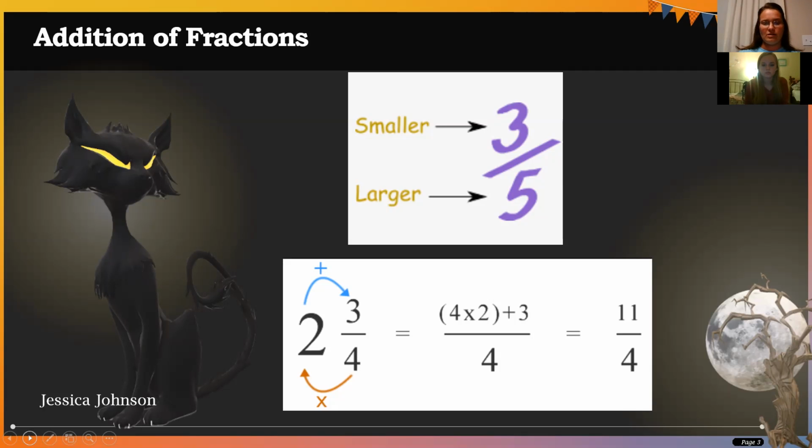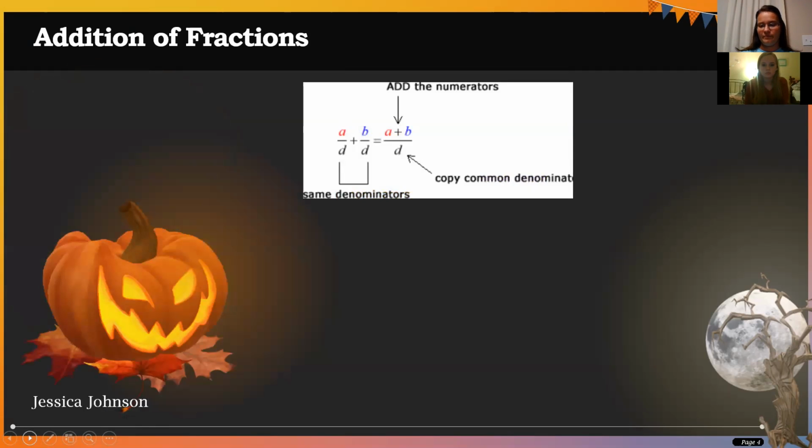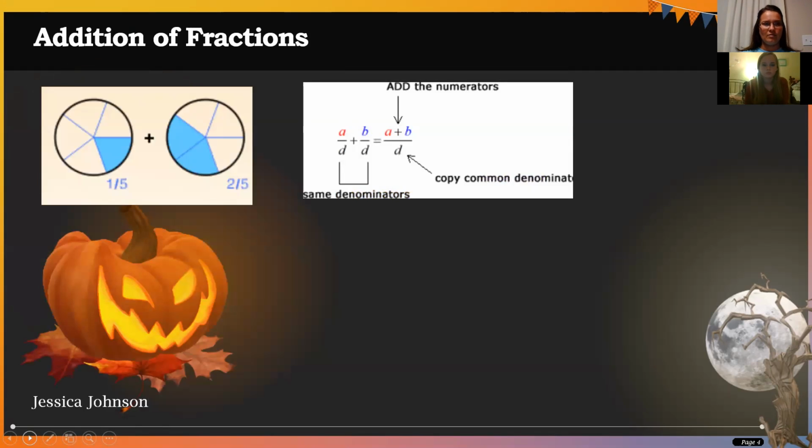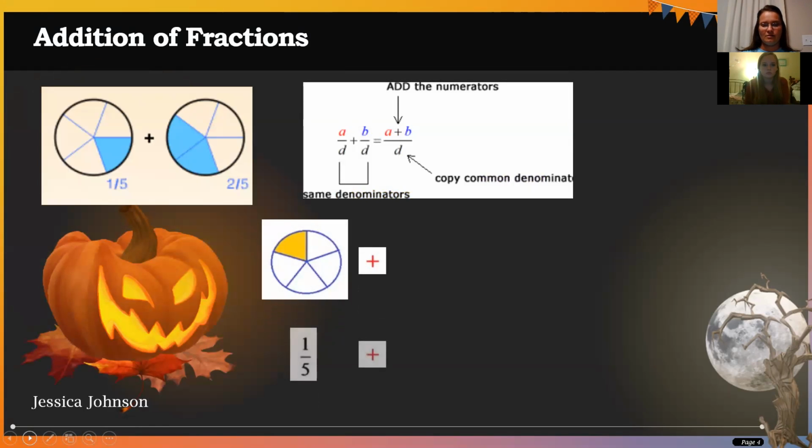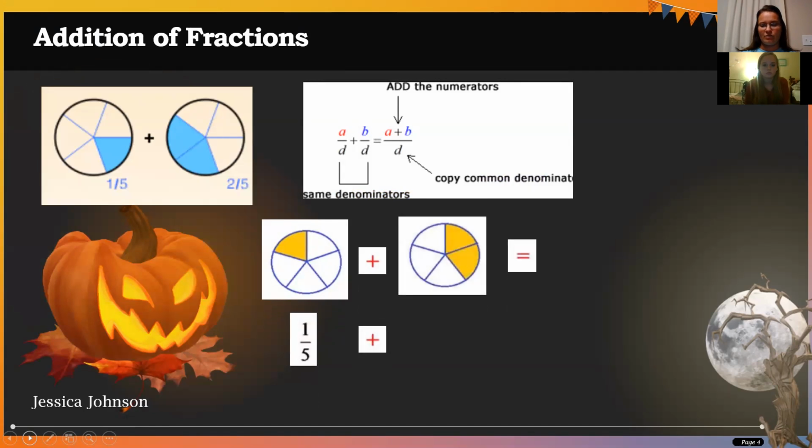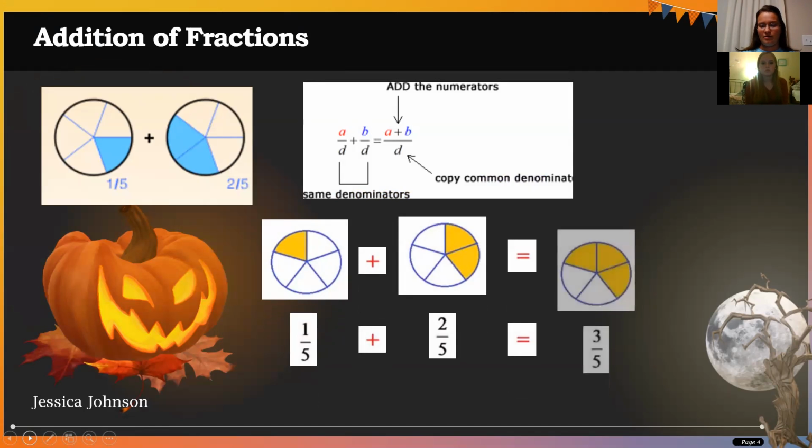Let's add 2 fractions with the same denominator. Add 1/5 plus 2/5. This fraction circle represents 1/5. This fraction circle represents 2/5. Since our denominators are the same, we only need to add the numerators: 1 plus 2 equals 3. Put the 3 over the 5 and we have our answer, 3/5.